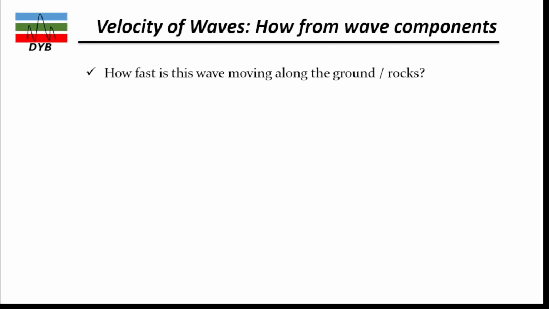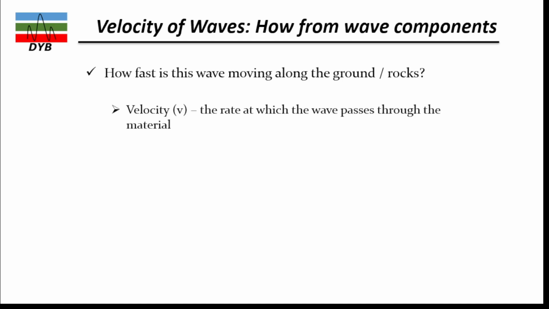So now, the velocity of the waves, how do we get it from the wave components? We have components like frequency and wavelength. So from there we can calculate the velocity. Let's say the velocity v is the rate of change through the materials. And we know velocity is equal to distance per time, which is meters per second or kilometers per hour.